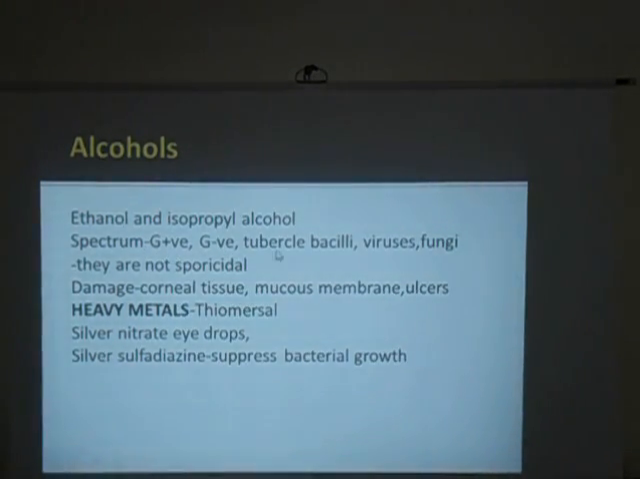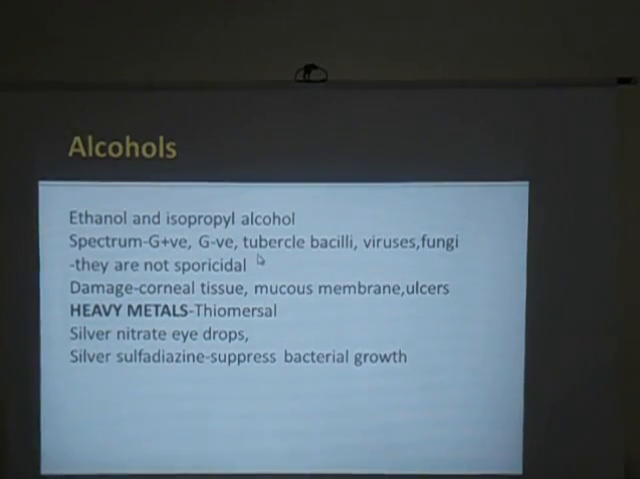Okay. So here you can see that we can cover gram-positive, gram-negative, tubercular bacilli, viruses, fungi. But the negative point is they are not sporicidal. Okay. So that's why the final thing will be soap and water. So what can they cause? Alcohol, if you spill it on the eye, can cause corneal tissue damage also. Okay, on mucous membranes, they can cause ulcers.